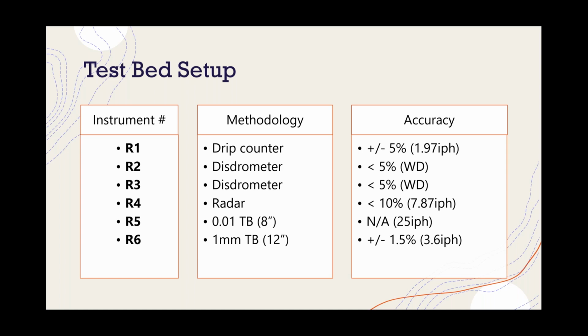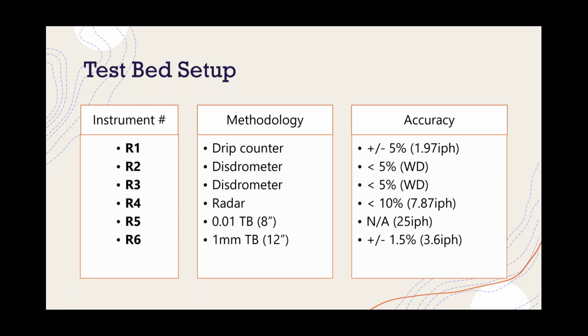Never been able to understand or get them to answer what that really meant. The radar unit said it was less than 10% error up to 7.8 inches per hour. The 100th of an inch tipping bucket had no stated accuracy, but said it was good up to 25 inches per hour. And then the 12-inch bucket was plus or minus 1.5% at 3.6 inches per hour. So all of these different accuracies at these different rainfall rates, you can see it becomes a mixed can of worms when you try to compare them.